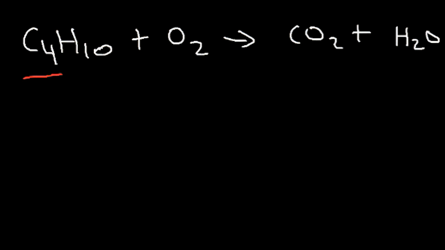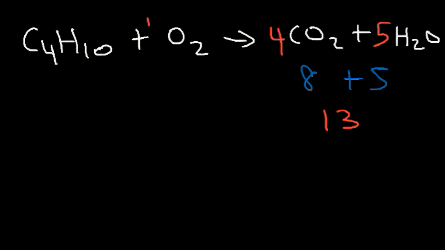So let's start with the carbon atoms. We have 4 on the left, so we need to put a 4 in front of CO2. Now we have 10 hydrogens on the left side. 10 divided by 2 is 5, so we need to put a 5 in front of H2O. Now how many oxygen atoms do we have on the right side? So we have 8 and 5, which is 13. 13 divided by 2 is 13 over 2. So notice that we have a fraction. Whenever you get a situation like this, simply multiply everything by 2.